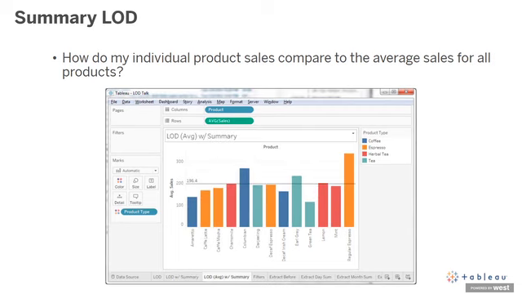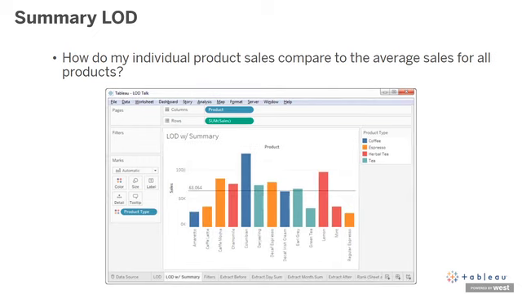This number is $196.4. So that's the average of the averages. And here we have the average of the sums. And so this ability to do one level of aggregation and then do another level of aggregation after that is a really important capability.